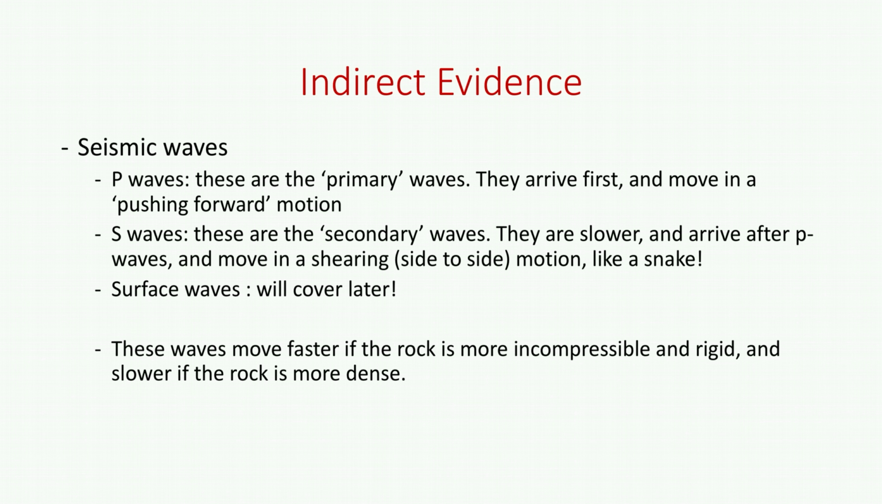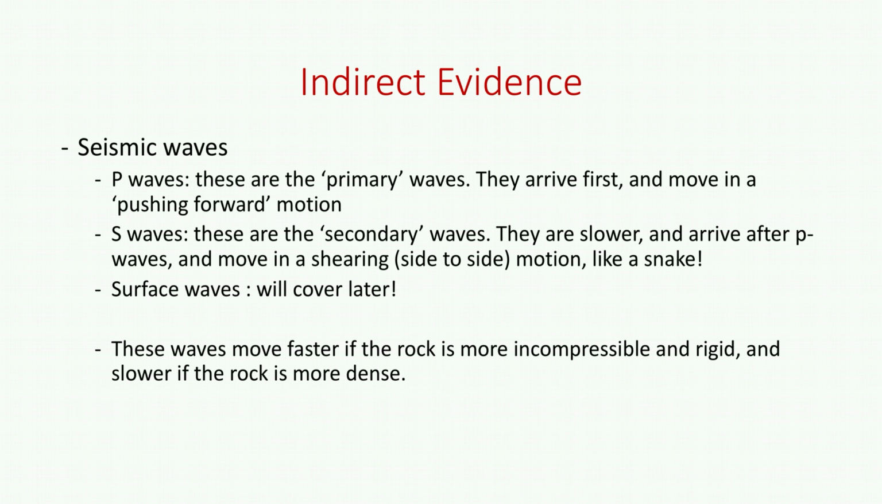These seismic waves can travel through the entire Earth, and they can be detected by machines called seismographs. Seismic waves are broken up into P waves. These are the primary waves. They arrive first and they move in a pushing forward motion. S waves are the secondary waves. They're slower and arrive after the P waves, and they move in a shearing side-to-side motion, a bit like how a snake moves forward. Surface waves we'll cover later in a few lectures' time when we go into seismic waves a bit more.